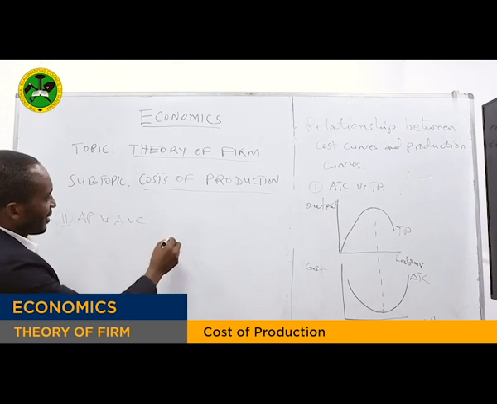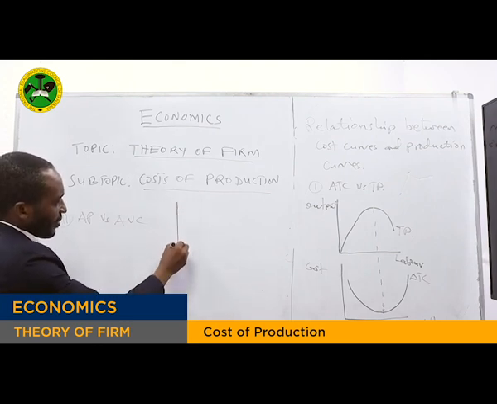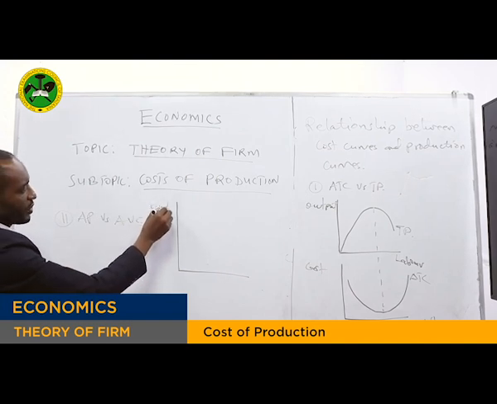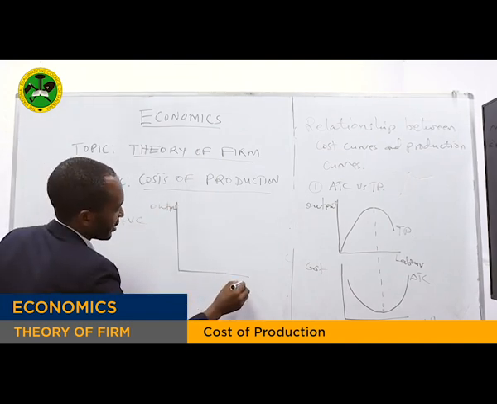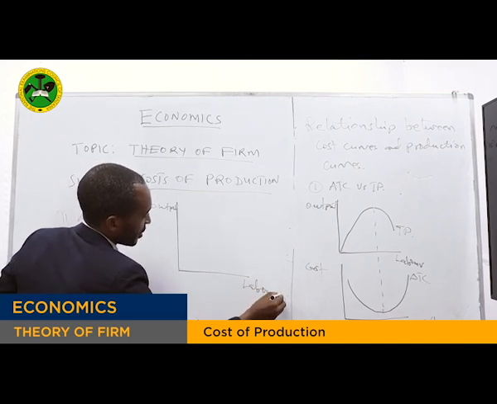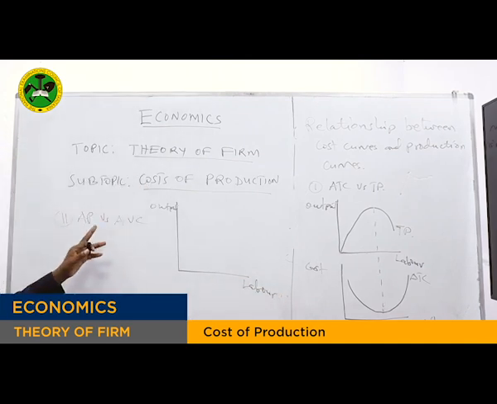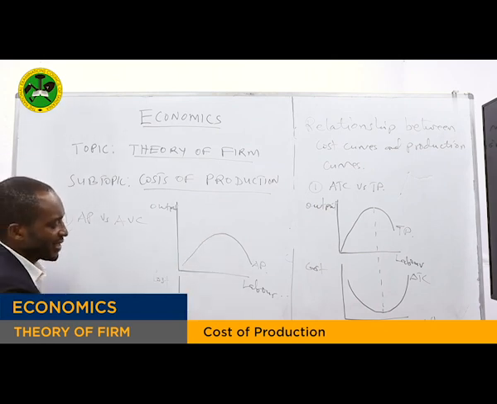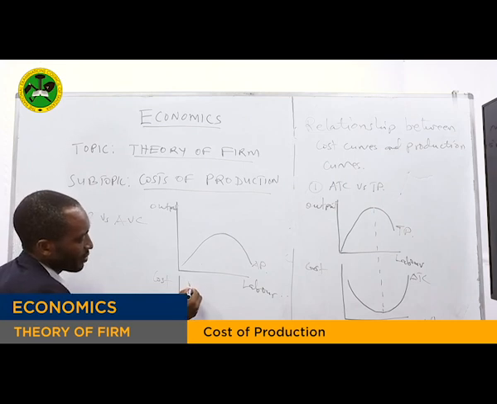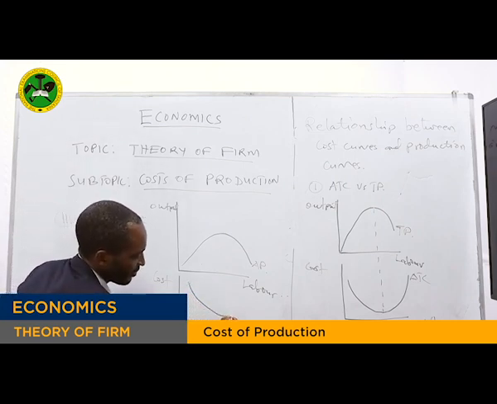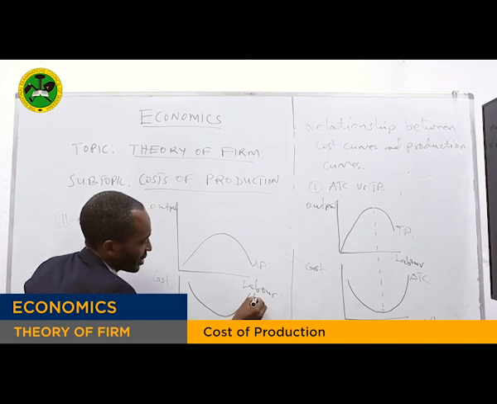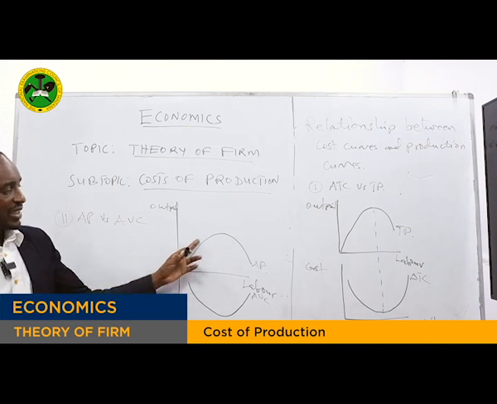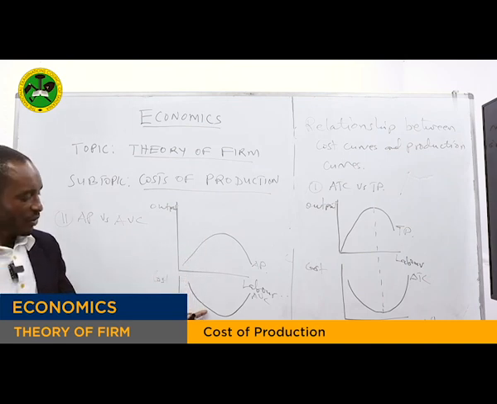So similarly, we start with the curve of average total cost. Here is output. There is labor. So when output or average product increases, average variable cost will decline, then reach a minimum, then start to increase. So this is average variable cost. It means when average output increases, average variable cost declines.